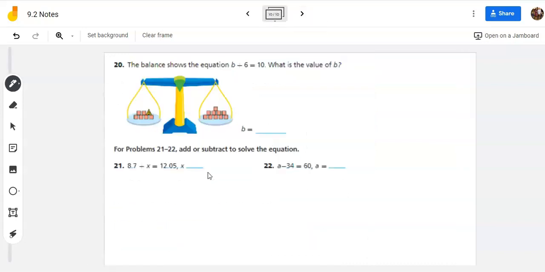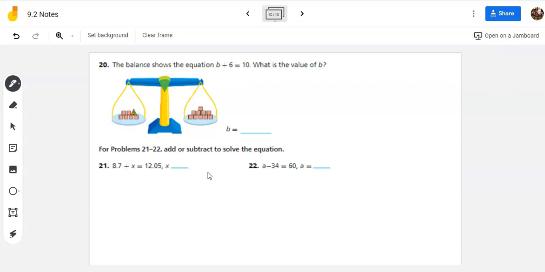We're going to wrap it up with the last couple problems here. The balance shows the equation b plus 6 equals 10. What is the value of b? You can either choose to cross them off, or you can come up here and just subtract 6 from each side. So b equals 4.